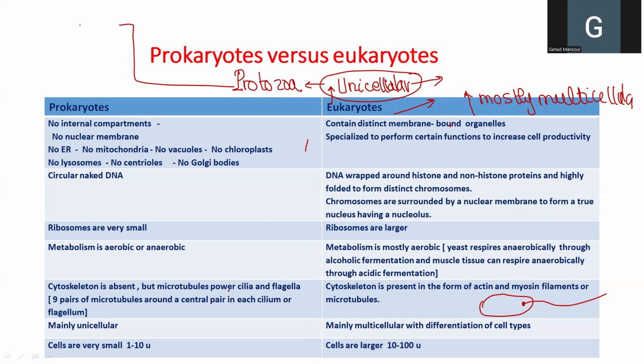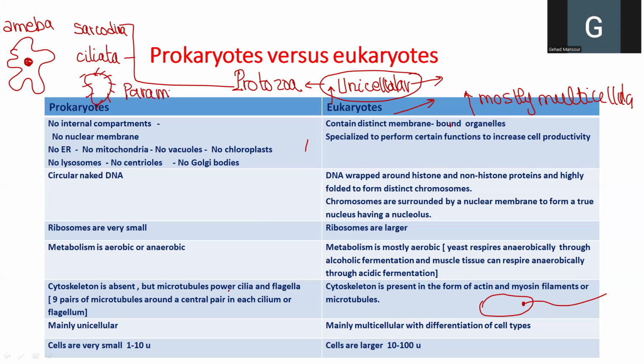For example, we have class Sarcodina. You don't have to memorize the name, but you have to know that amoeba that is present in fresh water, it's famous in the Nile. In Egypt, for example, amoeba, or in fresh water, this is a protozoan because it is a unicellular eukaryotic organism. And there is another class, which are the ciliata. For example, like we've just mentioned, the paramecium with the cilia all around. So the paramecium is another unicellular protozoan.